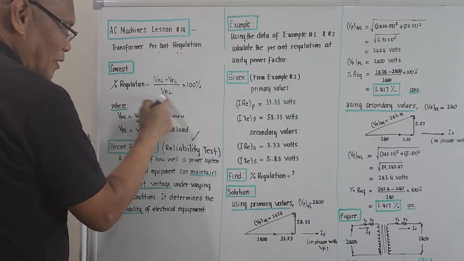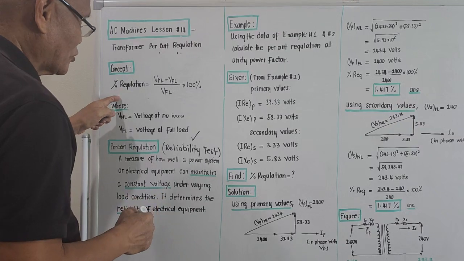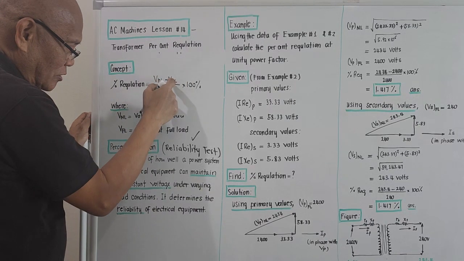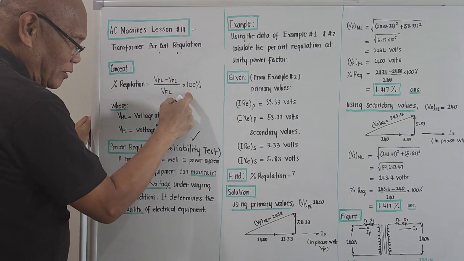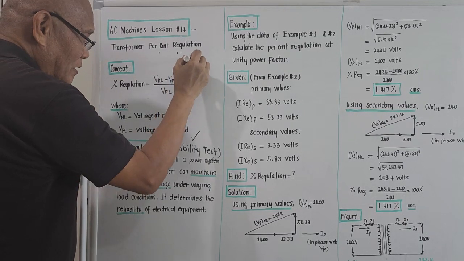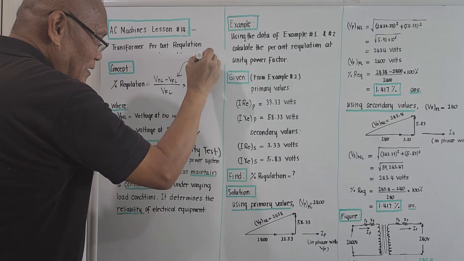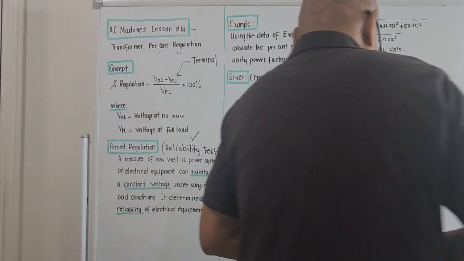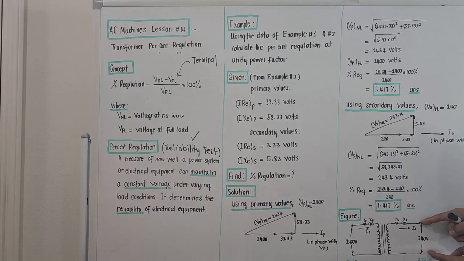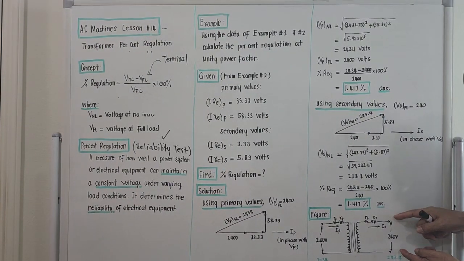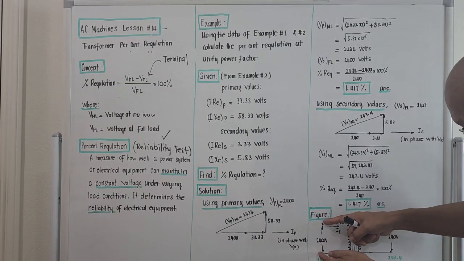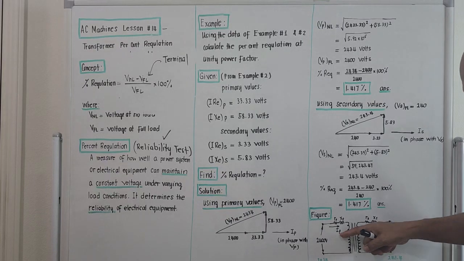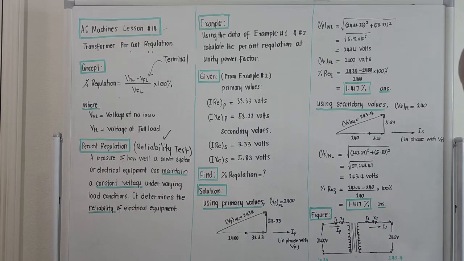Okay, so this will be the formula on how to compute for the percent regulation of a transformer. Okay, it will be the voltage at no load minus the voltage at full load over voltage at full load times 100%. And we are talking terminal voltage here, terminal. What terminal? It is the voltage across the secondary, am I on the camera? Secondary and the primary. So we are talking terminal voltage there. It's not the induced voltage, right? Okay, let's continue.